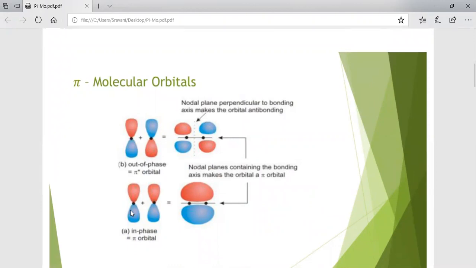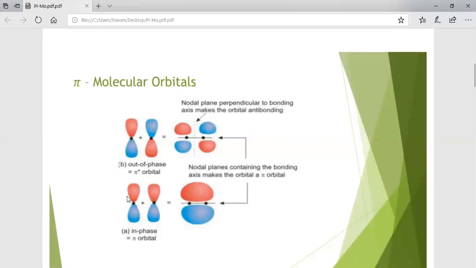Coming to the p atomic orbital, as we all know, the shape of a p orbital is dumbbell shaped. It has two lobes, one lobe with a positive sign and the other lobe with a negative sign. We can observe bonding interactions between two p atomic orbitals when the orbitals line up in a way that each lobe overlaps another p orbital having the same sign.